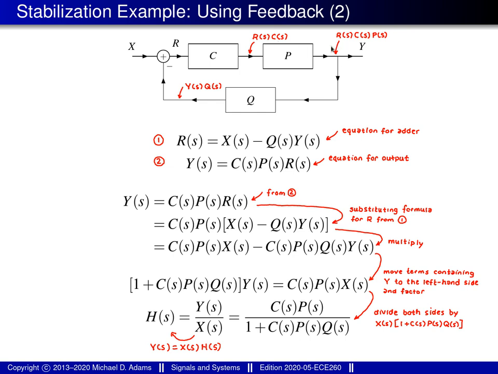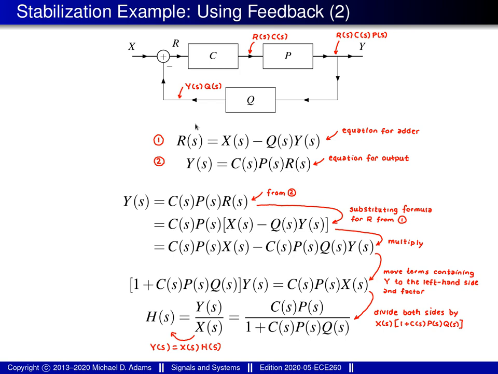Let's consider now this signal here. This signal here is the output of an LTI system whose system function is p. The input to this system is r times c. Therefore the output will be the product of r times c and the system function p, in other words r times c times p. Lastly, let's consider this signal here. This signal here is the output of an LTI system whose system function is q. The input to this system is y, therefore the output will be y times q, which is this particular formula here.